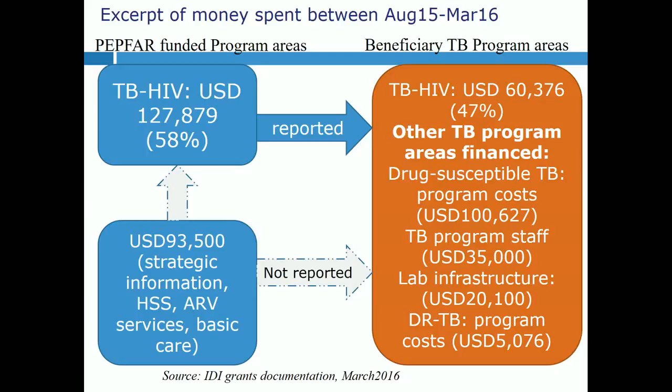If the national program asked PEPFAR, how much money did you contribute to the TB programming, we would have reported around $130,000 within the 8 months, and it would be reported to the national program. But even when we report that money, from the TB side, the way the costing is done, only 47 would fit to TB-HIV. The other money goes into program costs like trainings, which are not necessarily TB-HIV.